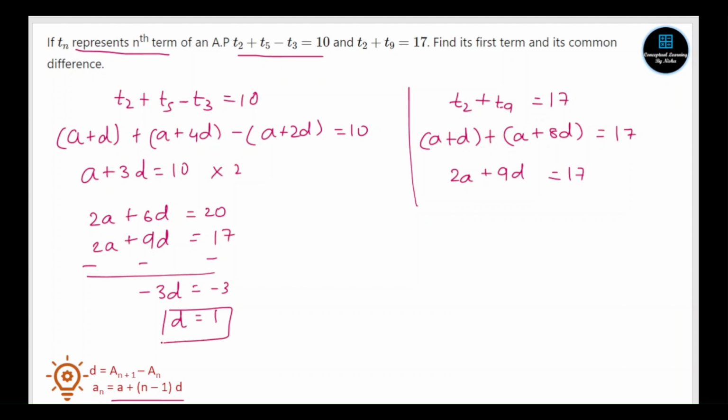So I get this value, right? Just a moment. This is plus and I'll get minus 1, right? Yeah, d equals minus 1. So the common difference is negative 1. And now on putting d's value over here, a plus 3 into minus 1 equals 10. So a equals 13. So this is the first term. So we got the first term and the common difference which were asked.